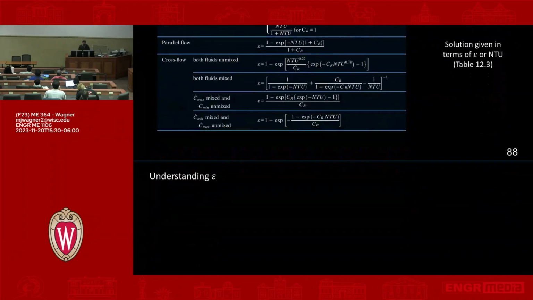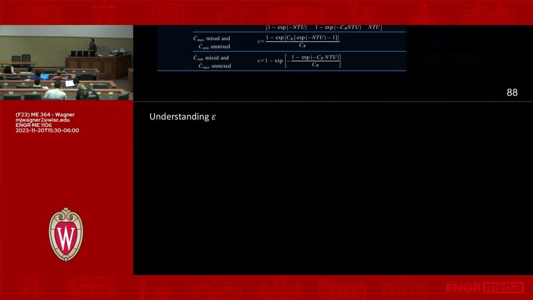Okay, so I want to give you a little bit more intuitive understanding of what this effectiveness means, and maybe how NTU and effectiveness relate to each other. So let's think about a situation where we have a capacitance ratio that's not equal to 1. Let's plot out temperature as a function of position again. So this is X, this is T.